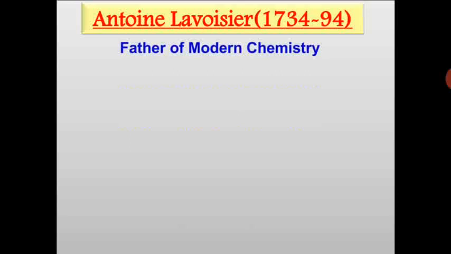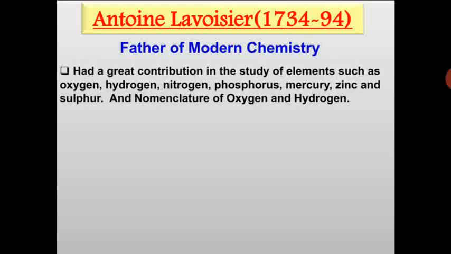Students, as we are studying the measurement of matter, do you know the substantial contribution of the scientist Antoine Lavoisier in the study of matter? Let us know more about his work. He was called the father of modern chemistry. He had a great contribution in the study of elements such as oxygen, hydrogen, nitrogen, phosphorus, mercury, zinc and sulfur. He also had a great contribution in the nomenclature of oxygen and hydrogen.